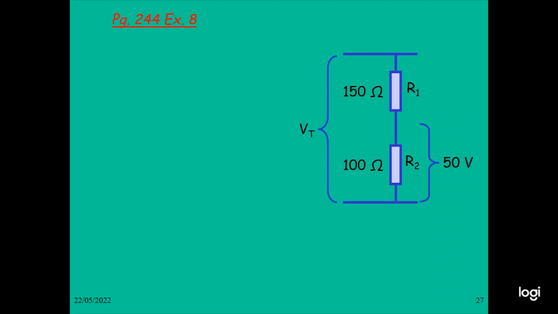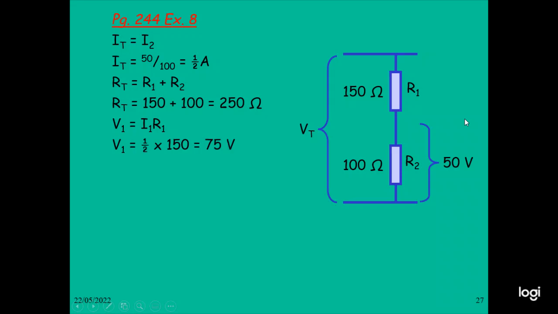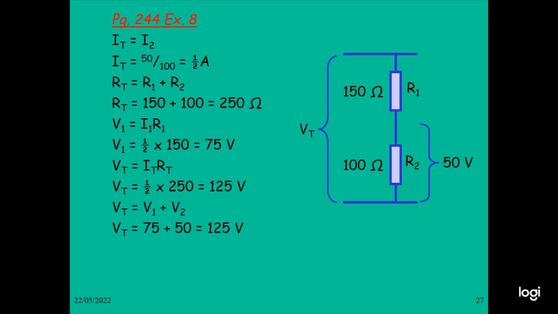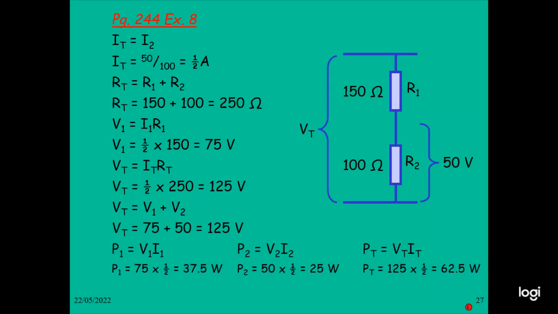So the voltage VD, this is R1 150 ohm and this is R2 100 ohm. The voltage across R2 is 50 volts. So ID equals I2, so I1 is equal to 50 by 100, which gives half an ampere. RD equals R1 plus R2, so RD equals 150 plus 100, which gives 250 ohm. V1 equals I1 R1, so V1 is half multiplied by 150, which gives 75 volts. VD equals ID multiplied by RD, so VD equals half into 250, which gives 125 volts. VD equals V1 plus V2, so VD equals 75 plus 50, 125 volts. P1 equals V1 I1, so 75 times half gives 37.5 watt. P2 equals V2 I2, 50 multiplied by half is 25 watt. PD equals VD ID, so 125 multiplied by half gives 62.5 watt.